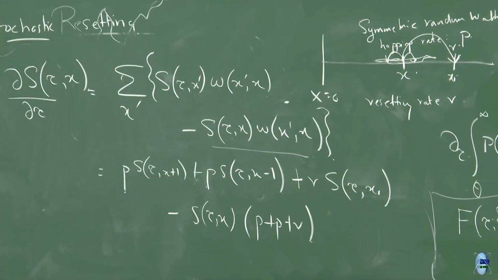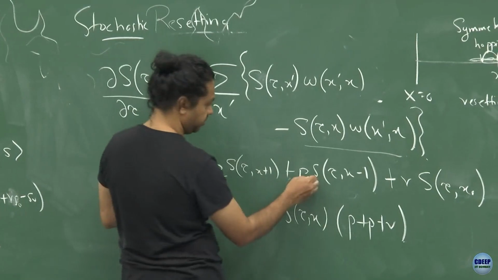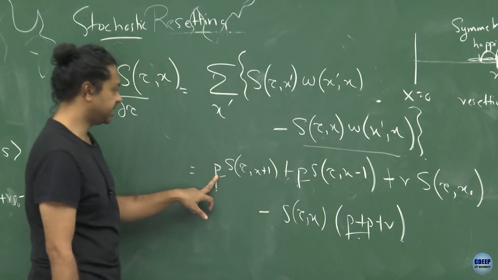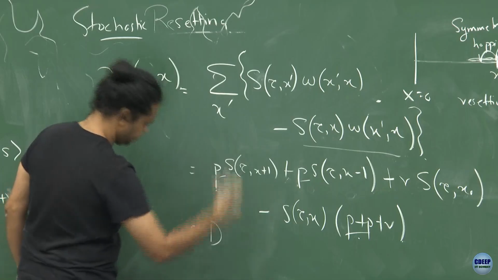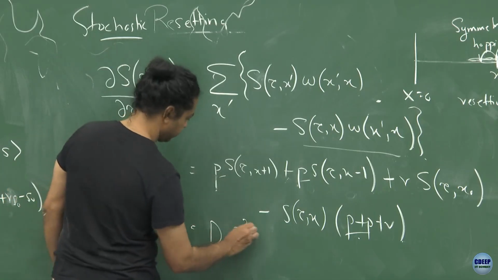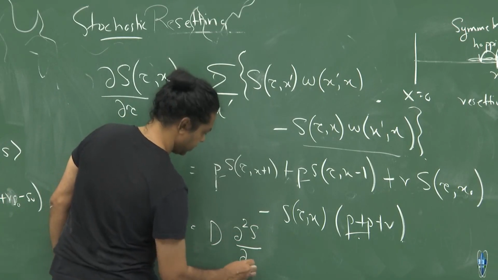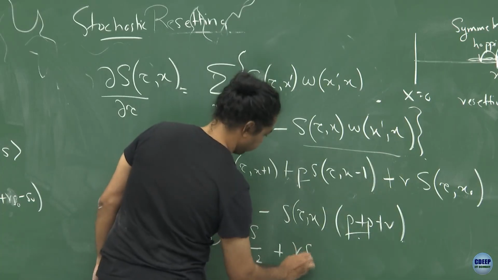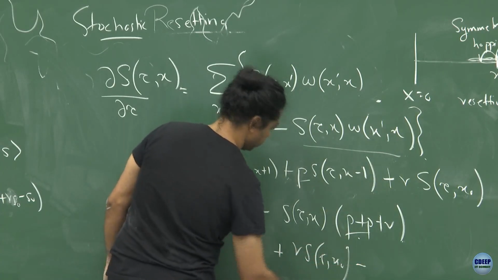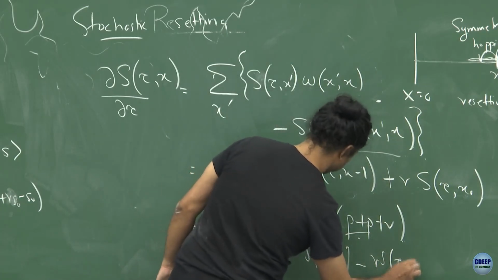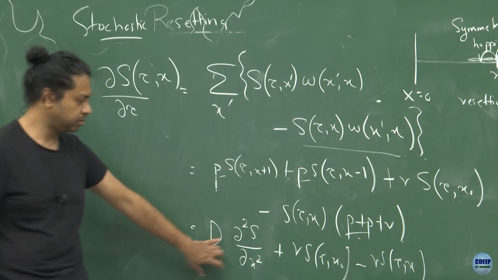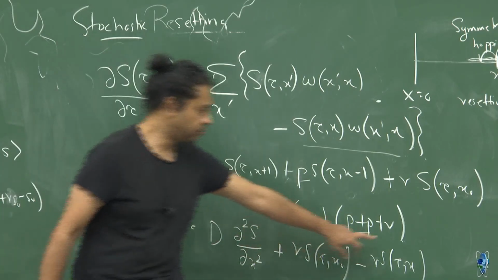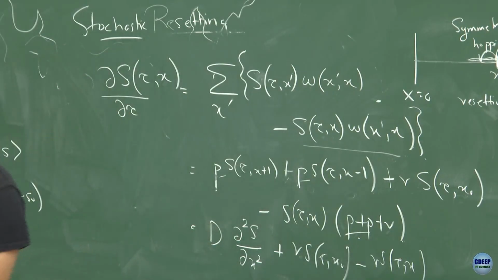And so this would be your resetting backward master equation. And these terms, this p and this 2p, are my standard diffusion terms. So this would just give you a D if you were to do the Taylor series expansion and so on. This would simply give you a del 2 S del x square, plus whatever is left: r S of tau comma x naught minus r S of tau comma x. So the standard diffusion term, but also these two additional terms, one from here and one from here, which correspond to your resetting terms.